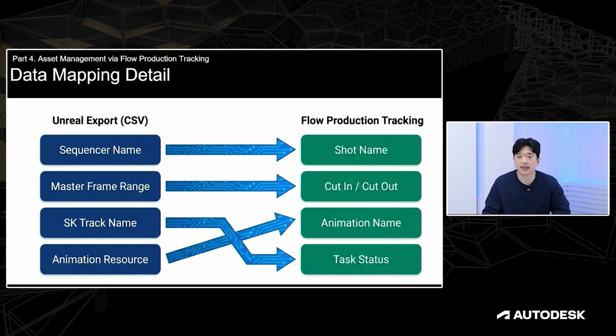Sequencer track name goes to animation task. Character names are read from the shot. Each character automatically becomes an animation task. Animation sequence name goes to animation resource. Artists instantly see which animation they need to work on.